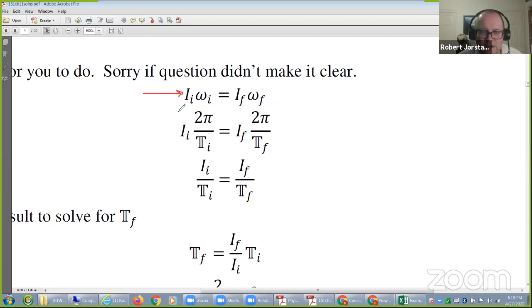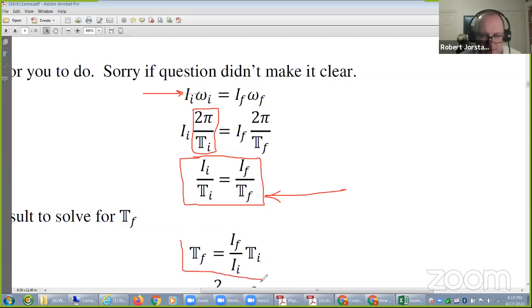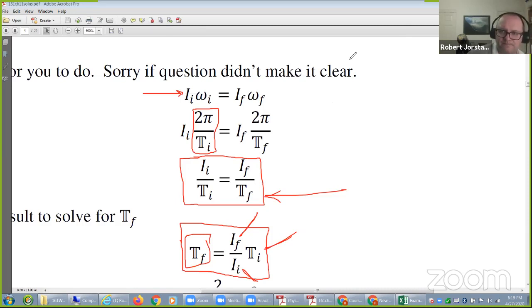And then all I do is I plug in the period. And now this is going to be convenient. I've rewritten the conservation of angular momentum equation in terms of period. That way, if I want to use the period that was given to me in the problem, it's really easy to flip it around and say, if I know the final moment of inertia and the initial moment of inertia and the initial period, I can find out the new rotation rate. Again, if I know these things, it's easy to get that. All right, and I'll get to the chat in a minute.